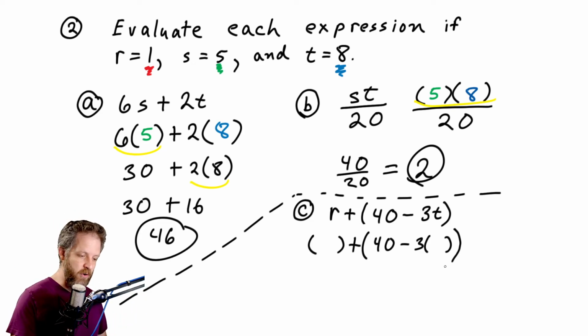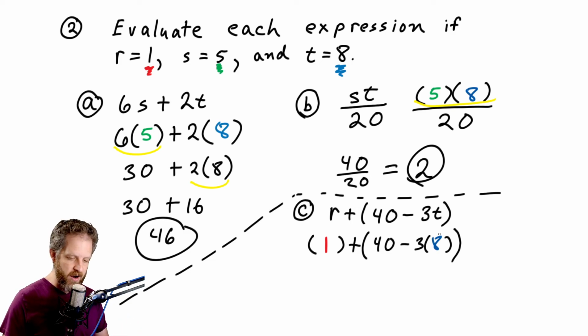So r, what are we going to sub in for r? Well, it says r is 1. So we're going to put 1 where the r goes. And then t, we've got the blue thing, and t is 8, so we're going to put an 8 where the t goes.